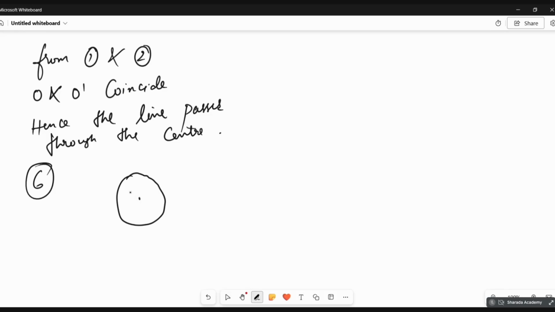What is given? Length of the tangent from a point A at a distance of 5 centimeter from the center. So point A is at 5 centimeter from the center and the tangent is 4 centimeter. So this is 4. Find the radius of the circle.